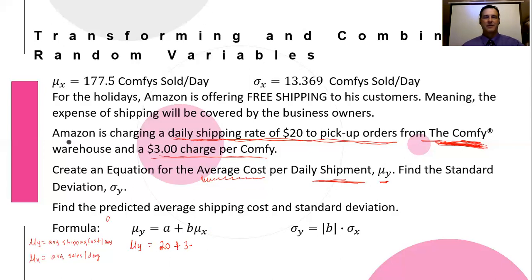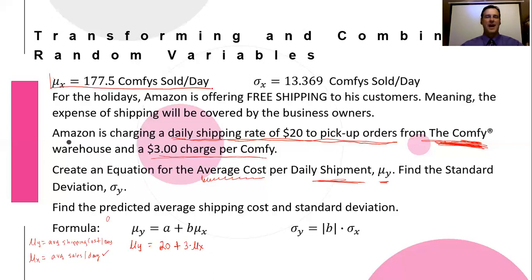Okay, and I'm just going to say 3 times use of x. Okay, now here's the deal. If I want to figure out the average cost per day that's being given to the comfy for all their shipping, I have to know how many comfies are sold on average through Amazon. Okay, and do we know what that is? Yes, we do know what that is because you found that just a few seconds ago.